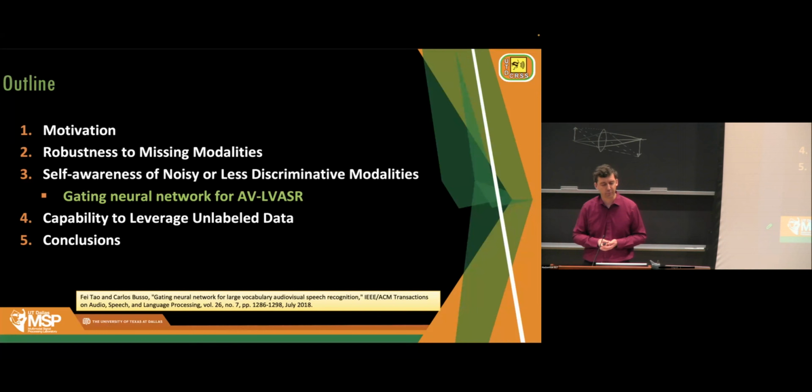Now, the other question that we have is, what do we do when some of the data is noisy? Some of the modalities are less reliable than others. How can you learn on the fly which modality to trust? We're going to demonstrate this in the context of audiovisual speech recognition using gating neural networks.